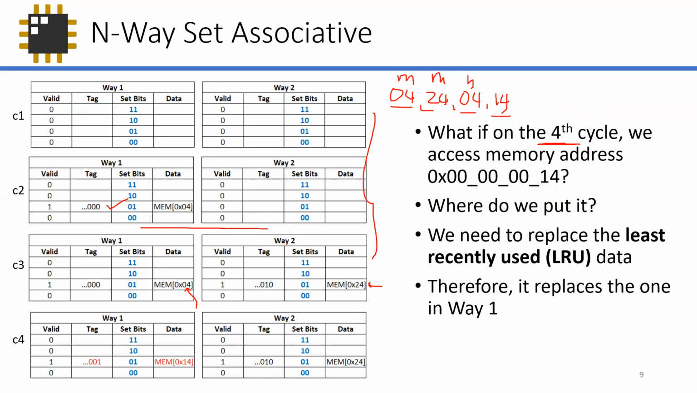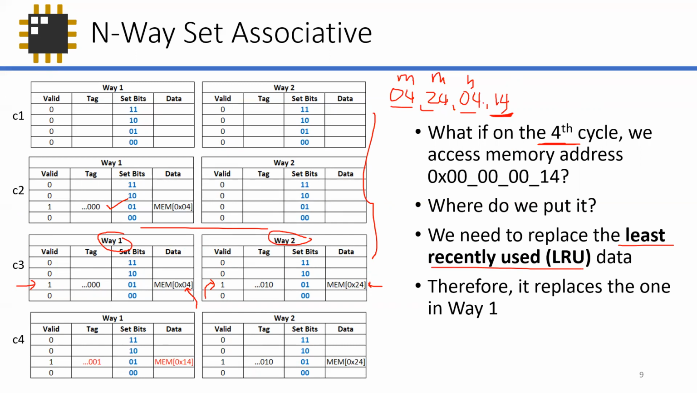Now, in the fourth memory access, when we try to write 1, 4, it is neither in way 1 nor way 2. Now, the question is, where do I want to access 1, 4? Obviously, the next step is to either replace way 1 or way 2. But is there actually a better way to replace it? The quick answer is that you put it on the data that has been least recently used. Okay. So on this cycle, right, in way 1 or way 2, which data was least recently used?